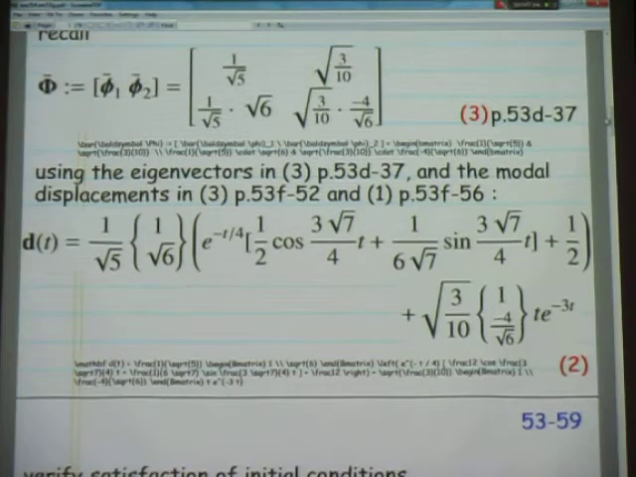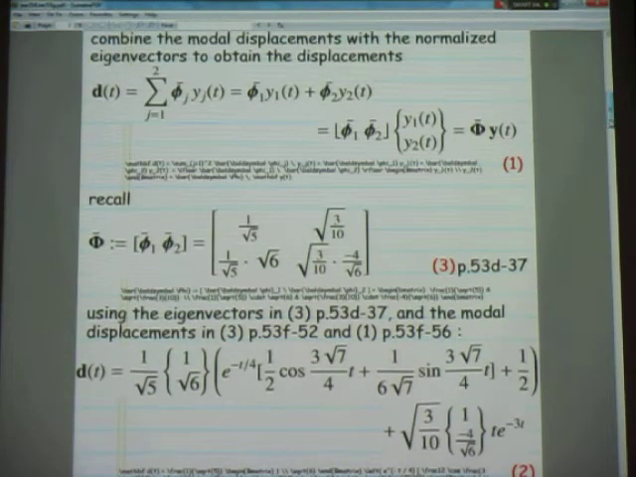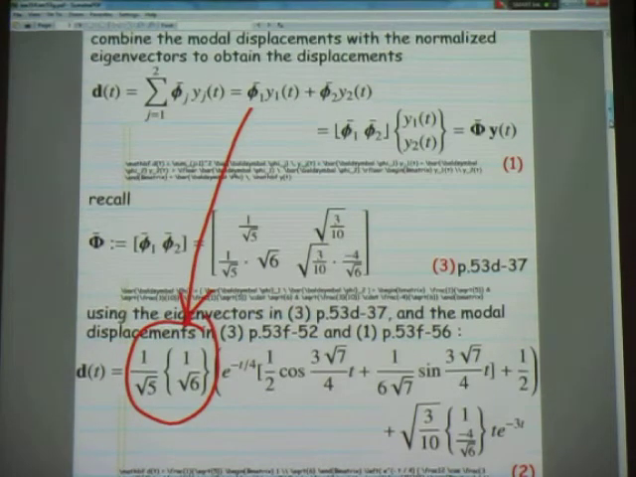Maybe let me zoom out so I can show you. So here, phi 1 bar is right here. That's the first normalized eigenvector. Y1 is the whole term in parentheses here. That's the first modal displacement that we already saw, and we saw the expression. These are just copy and paste.